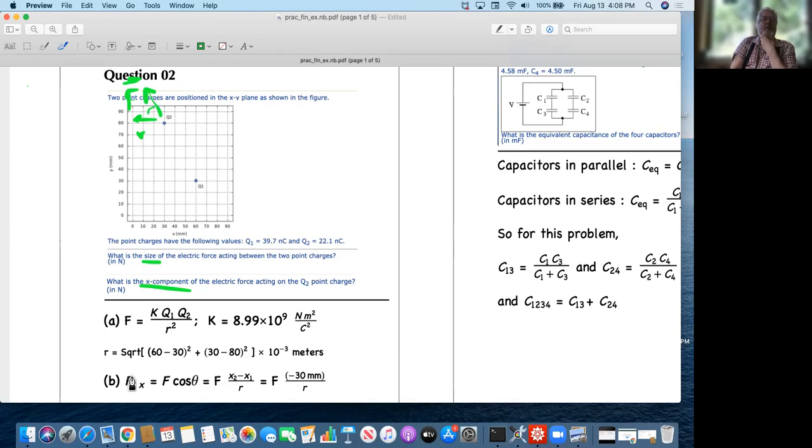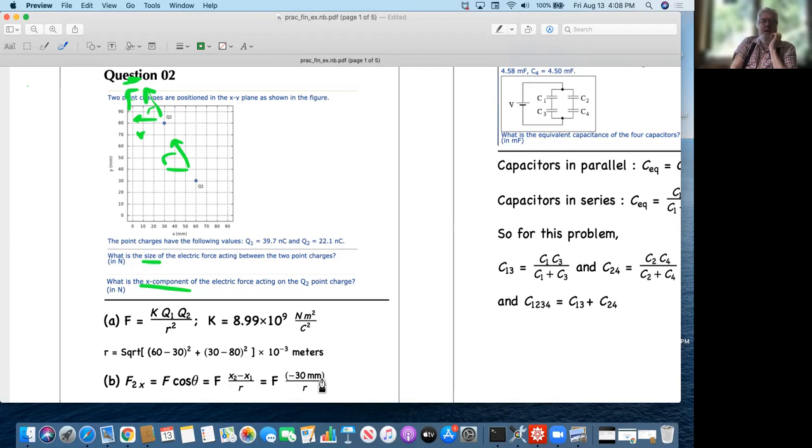And so F on 2 in the X direction is F cosine theta. And what's the cosine of that angle? Well, it's the same as this angle. If I look at that vector, it's the same as this angle. So I can get that from the geometry. It'll be delta X over R. So it'll be X2 minus X1 over R, where again, X2 looks like 30, and X1 is 60.